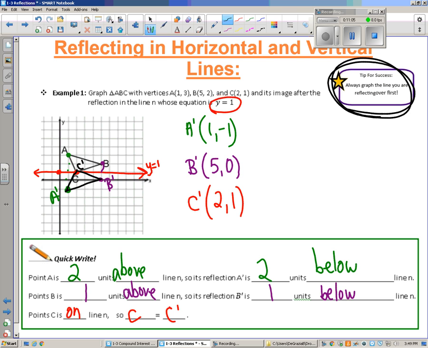The other thing is you always want to make sure you state your coordinates of the final image. This is like your answer if it was on a test. So you want to make sure you connect all the dots before you complete a problem. Let's try one more. We'll try example 2.